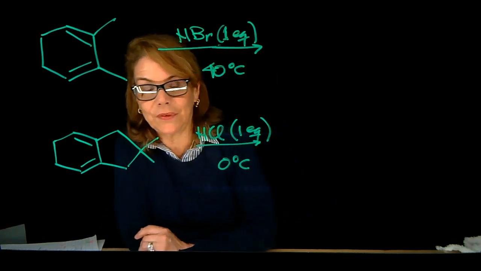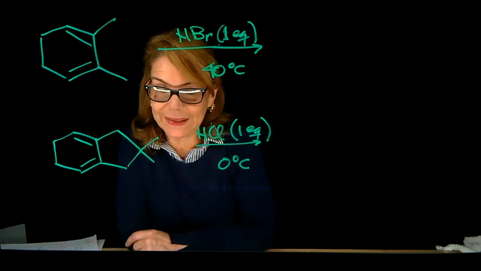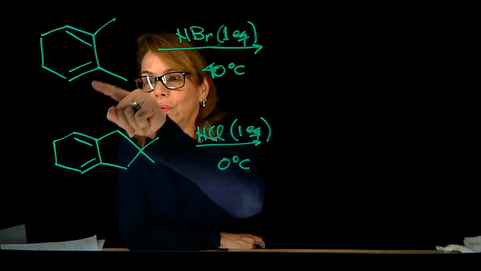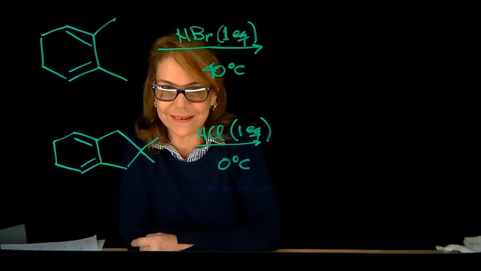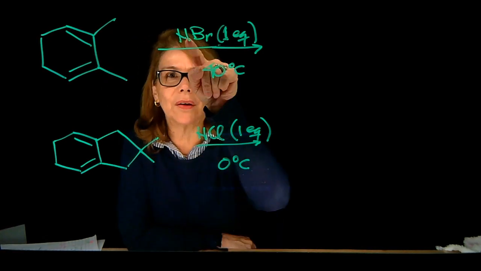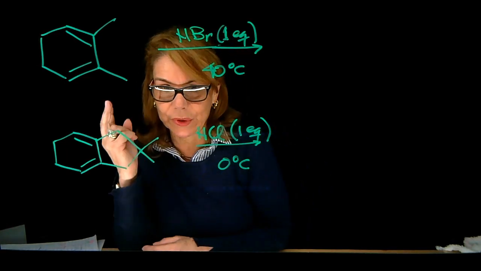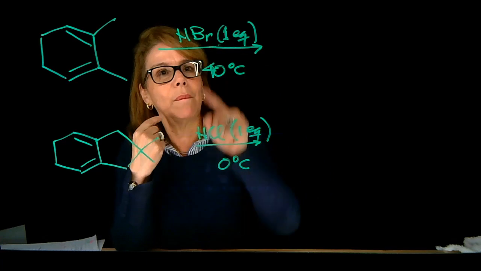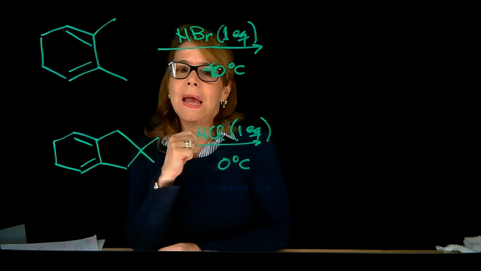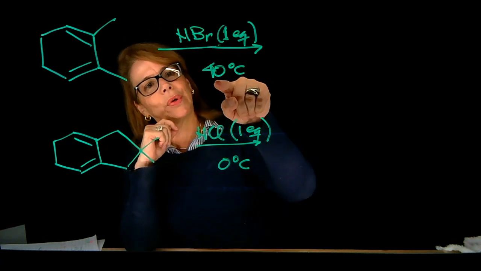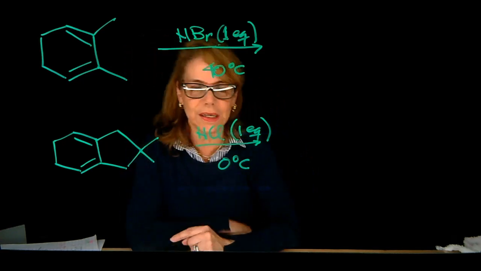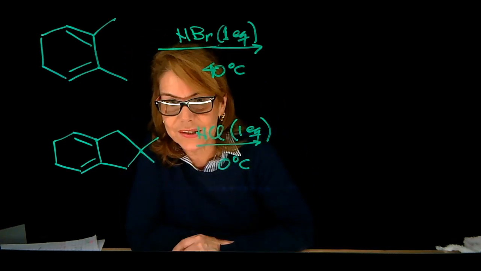Here we have two electrophilic addition reactions of conjugated dienes. What we see here is hydrohalogenation, hydrochlorination, with one equivalent, so we're going to be adding only one molecule of HBr. The other thing that's important to notice is that here we have 40 Celsius and here we have 0 Celsius.